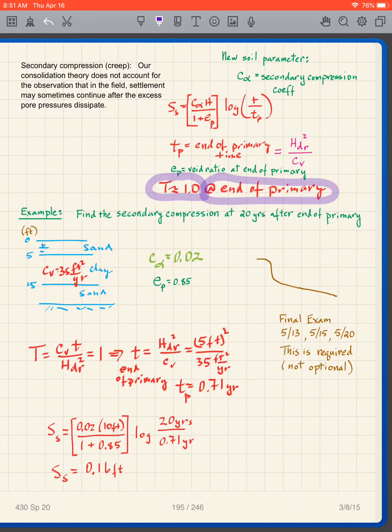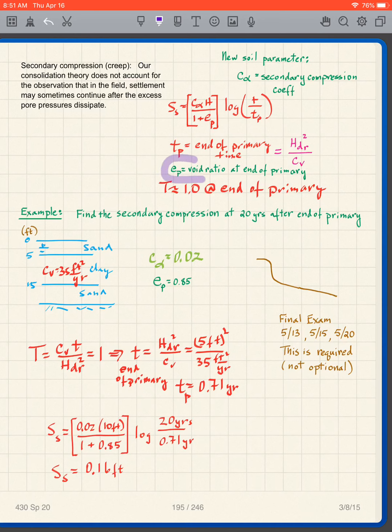We talked about it before, and we noticed that when capital T was 1, the excess pore pressures were pretty close to 0. So if we take that time as being the end of primary, which is a little bit arbitrary, because in theory, the end of primary is at time infinity. But in practice, people will take capital T as 1. And so small t sub p is the end of primary. It corresponds to capital T equal to 1.